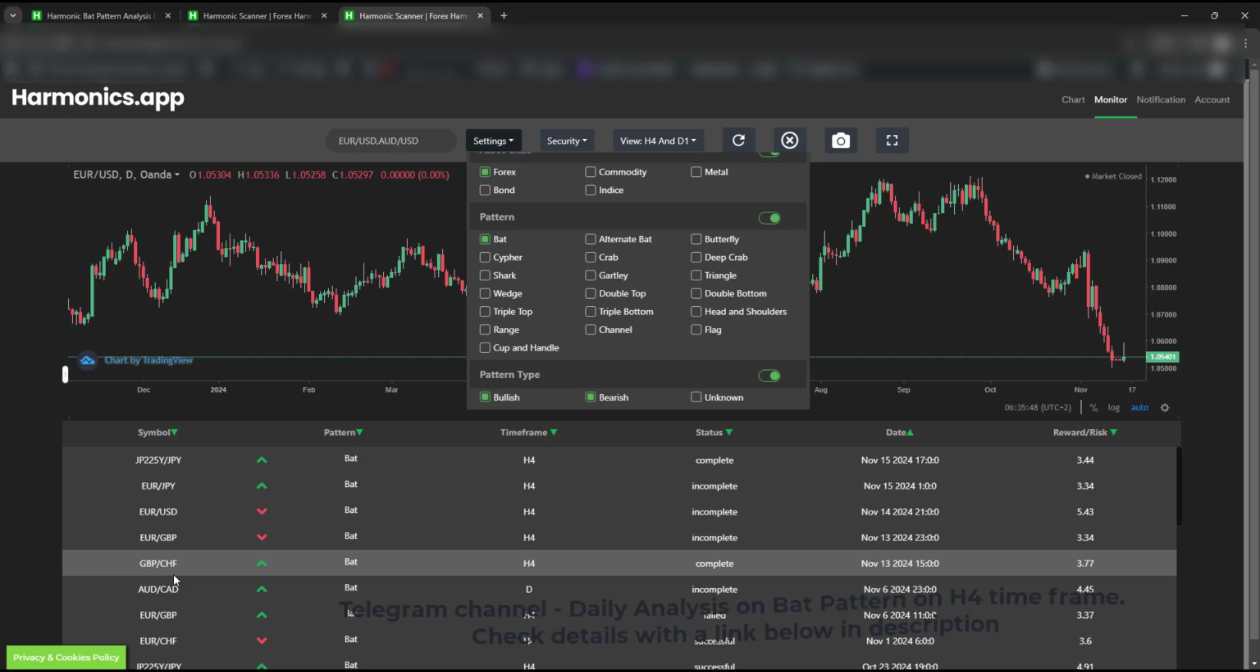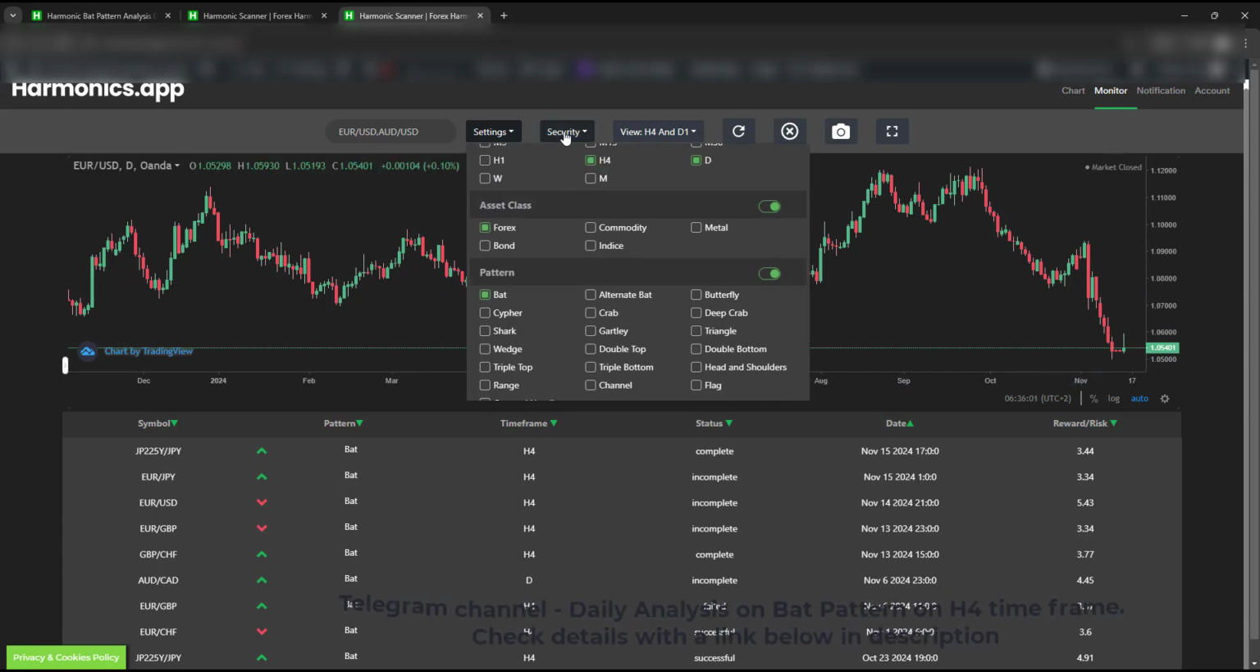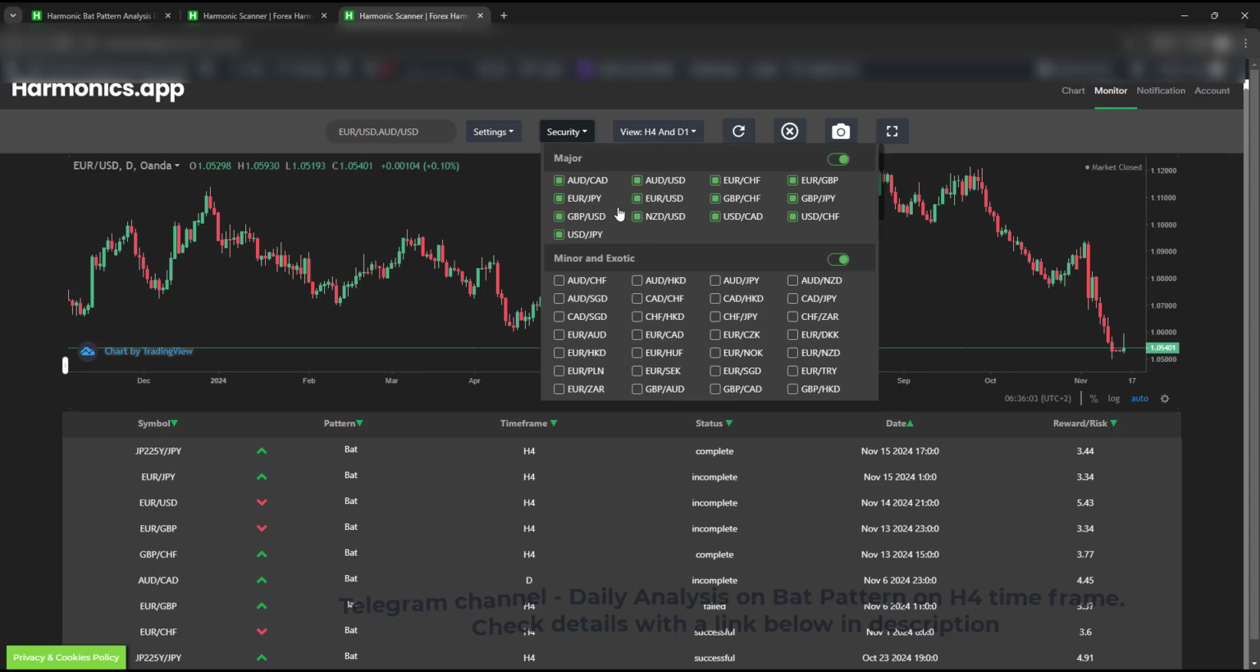Here it is, the symbol I have selected, and you have here a pattern type. Will you use only bullish, which means the price is targeting to go up, or bearish, the price is targeting to go down? Then inside the security, you can go much deeper into which symbols you would like to watch. And here are the majors I have selected.